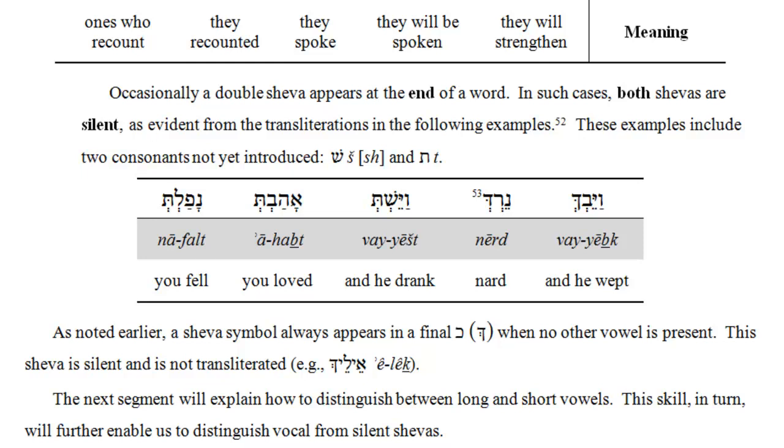The last observation we need to point out in this particular segment has to do with those times when a kaf appears as the last consonant of a word and is followed by a shava. When you see a final kaf, a kaf sofit, followed by a shava, this is always a silent shava. So for example, in the word elech, you notice no vocalized sound following the final kaf.